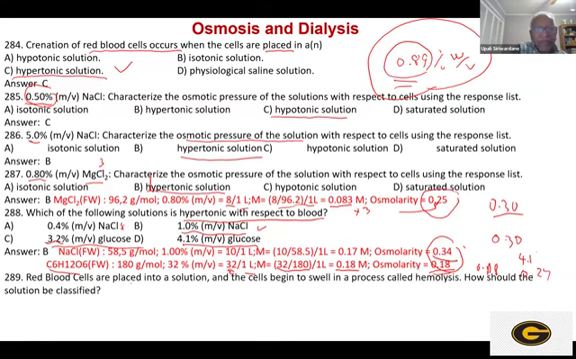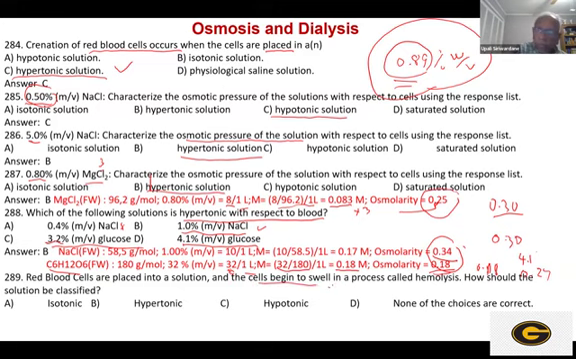Red blood cells are placed in a solution and the cells begin to swell. When they swell, that means water is going in. Solution should be hypotonic. Solution has more water. Therefore, water goes into the cells, eventually creating hemolysis, breaking up of the cell.